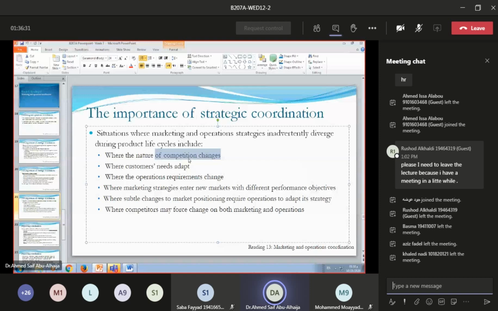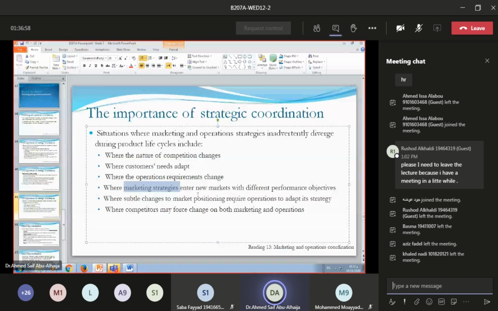The competition in the market, okay? The competitors' actions for sure will affect us, right? And can actually lead to some problems, right? What about customer needs and changes? What about the operation requirements change in each country? What about the marketing strategies?